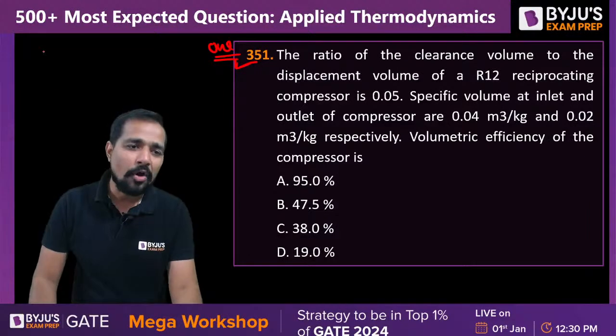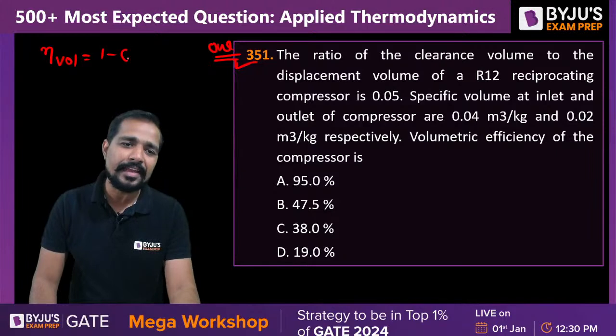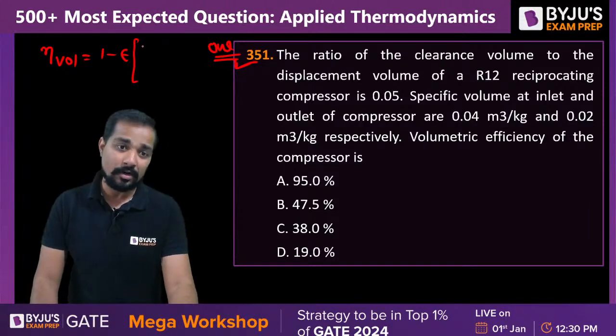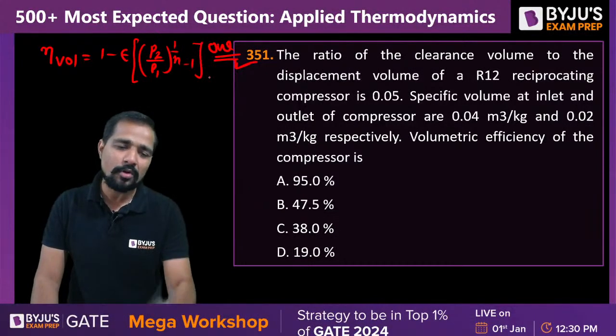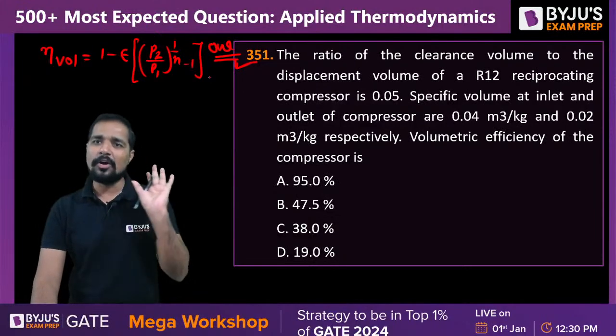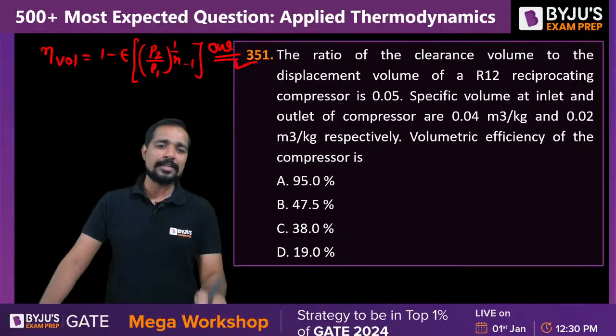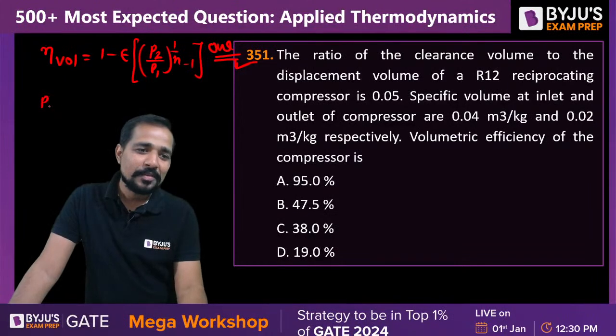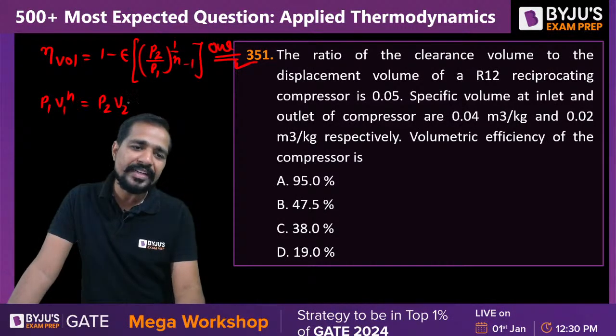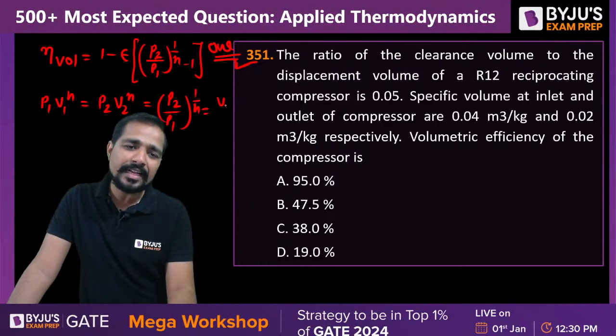Sir, we know the volumetric efficiency is written as 1 minus the clearance ratio times (P2 by P1) raised to 1 by n, minus 1. Is it clear to all? Okay. P1 V1 raised to n is equal to P2 V2 raised to n, or P2 by P1 raised to 1 by n can be written as V1 by V2.